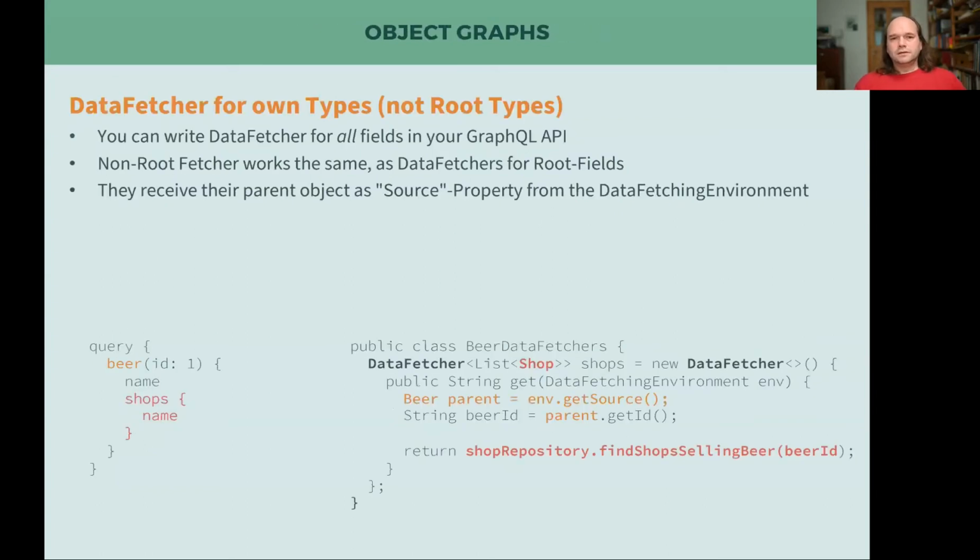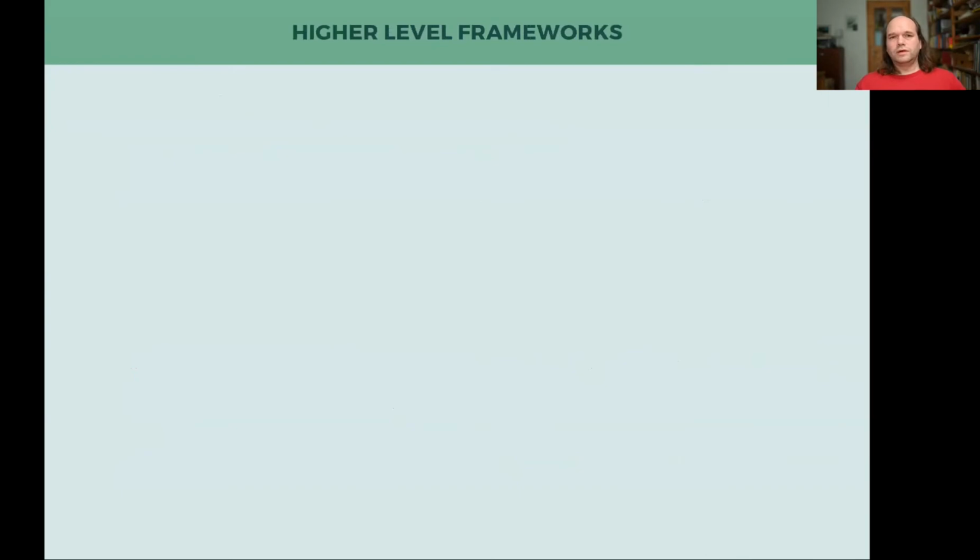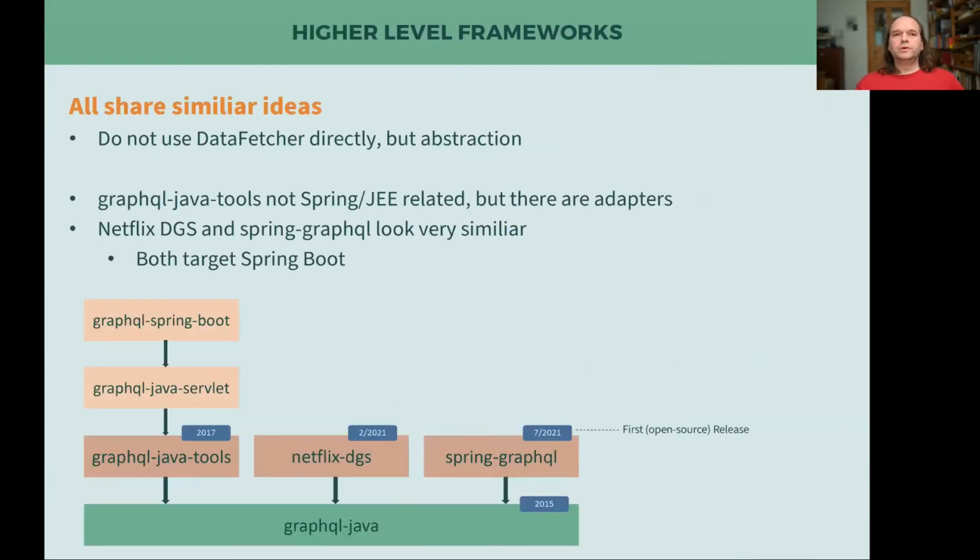This is GraphQL Java in 5 minutes. Of course, there are a lot more things, but this is the most low-level API, I think, for GraphQL in Java. But we have some more high-level frameworks that build on top of GraphQL Java, and probably if you would build a GraphQL API, you would use some of these higher-level frameworks. We have the GraphQL Java Tools framework, which was first released in 2017. We have the Netflix Domain Graph Service from February 2021, so quite new. And we have Spring GraphQL, which is even newer, from July 2021.